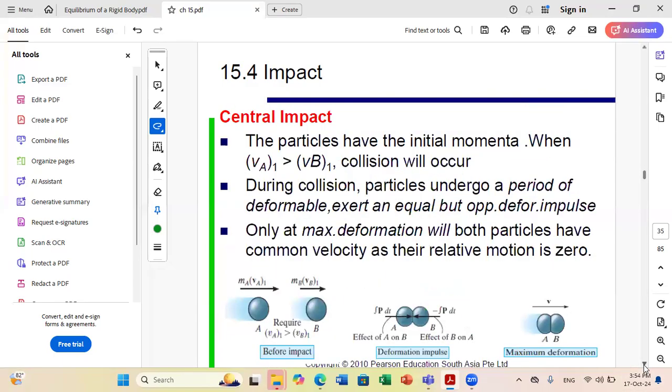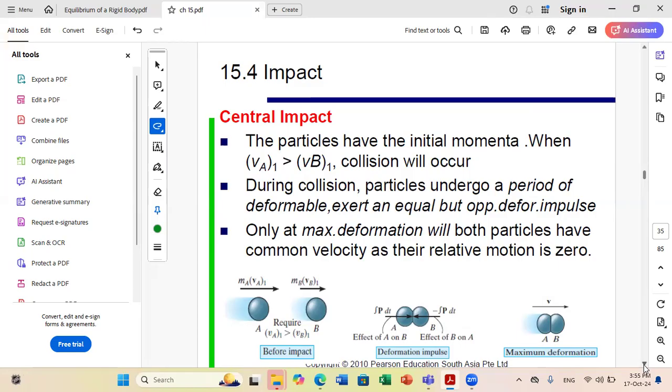Doctor, do you mean that we don't have VA2Y and VB2Y? We have VAY, but it's not changing. We'll discuss this. It's the same, for 1 and 2, it will remain the same, while the x velocity will change because of the impulsive force. Okay.